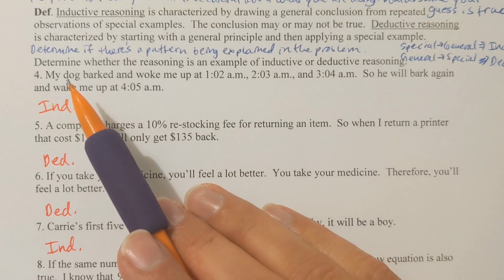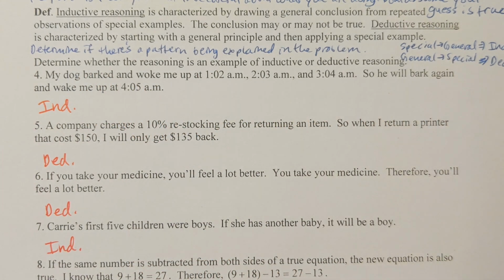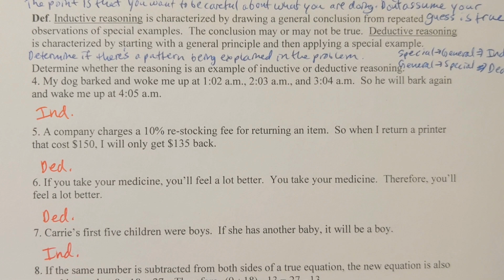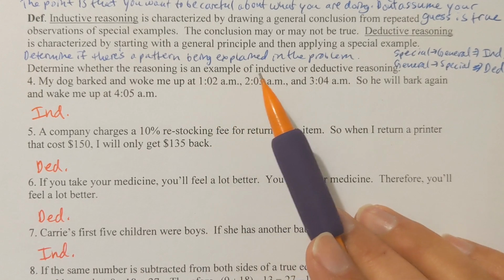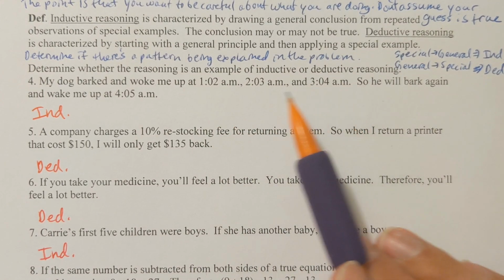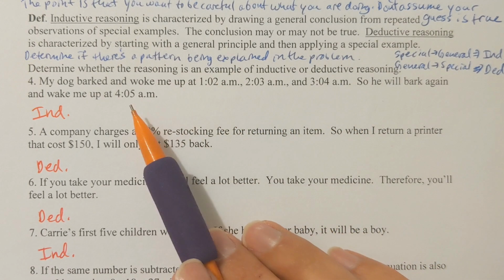So let's determine whether the reasoning is an example of inductive or deductive reasoning. Okay, problem 4. My dog barked and woke me up at 1:02 a.m., 2:03 a.m., and 3:04 a.m. So the next time he's going to bark, he's going to wake me up at 4:05 a.m. Well, that'd be an example of inductive reasoning, because there's a pattern going on there. 1:02, 2:03, 3:04. So you guess, based upon this pattern, 4:05.